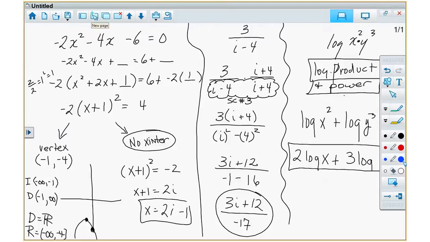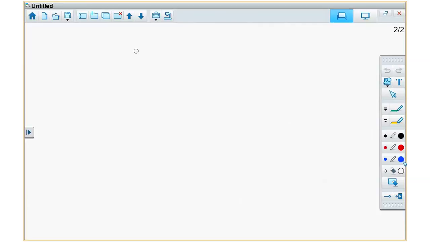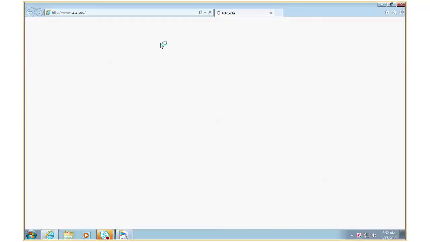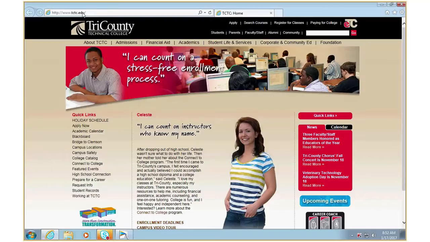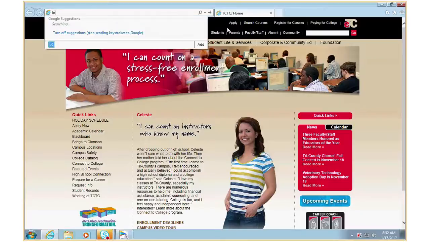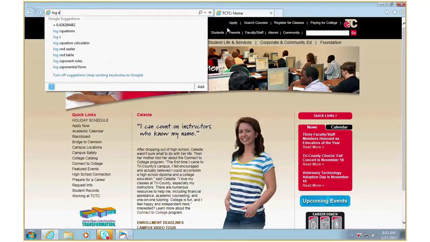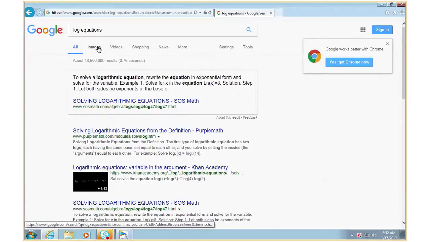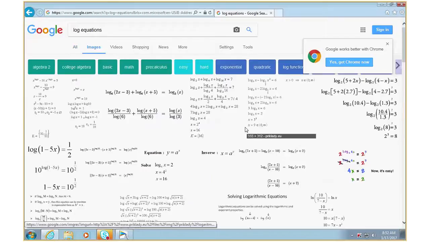I want to do a couple of change-of-base formula problems and a couple of equations. So let me pull up an equation right quick and just pull up some equations off the internet because I don't feel like looking them up in the book. So I'll just do log equations. Okay, here's one.